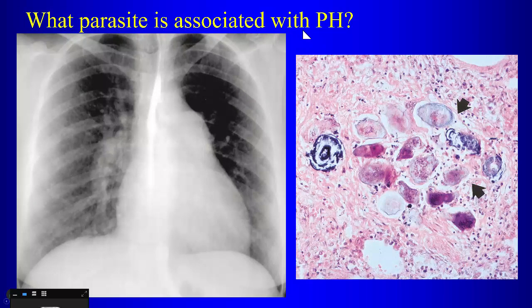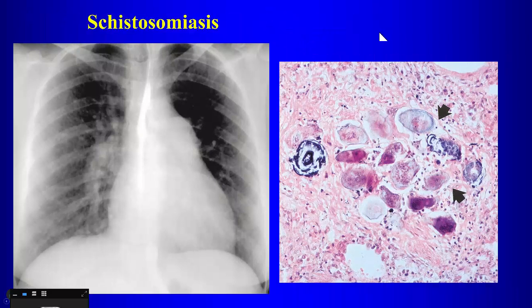The parasite associated with pulmonary hypertension, schistosomiasis, right? Obstructing the pulmonary vessels. Okay?